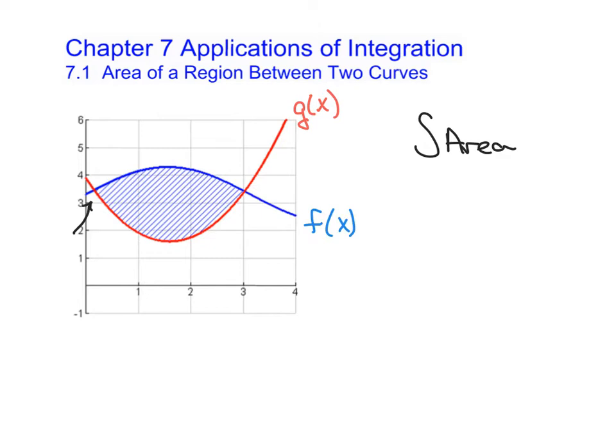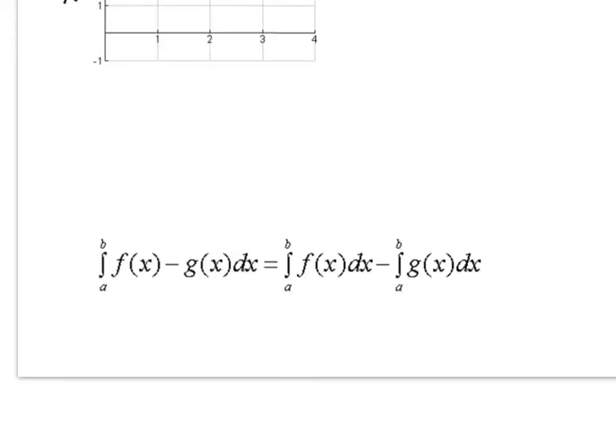So we're going to say if this first intersection point right here occurs at x equals a, and the second intersection point right here occurs at x equals b, then we're going to use the following formula to find the area between the two curves. This will just be the antiderivative from a to b of f of x, the top curve, minus g of x, the bottom curve, dx.